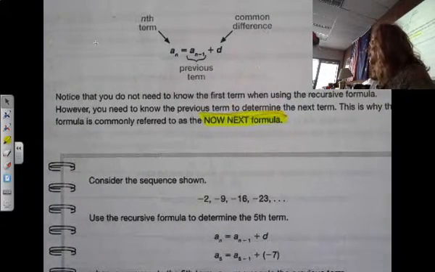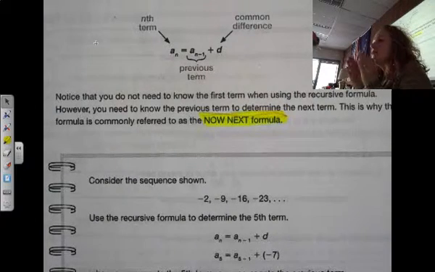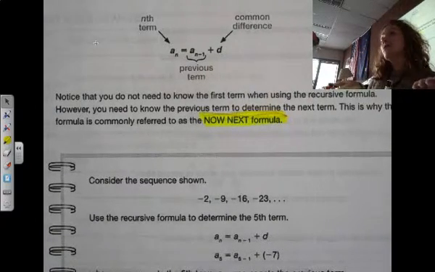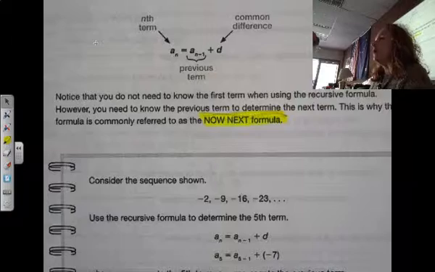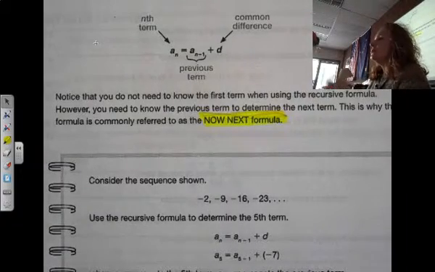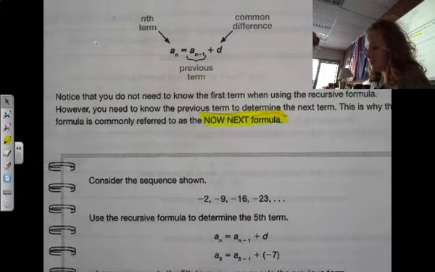But it only works when we're trying to find stuff really close, like the next 3 terms. Because it's kind of what Joey was doing the other day. He just kept hitting add, right? That's the recursive formula, just adding the common difference over and over again.